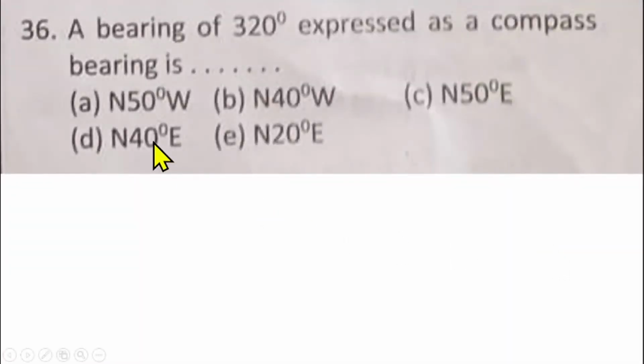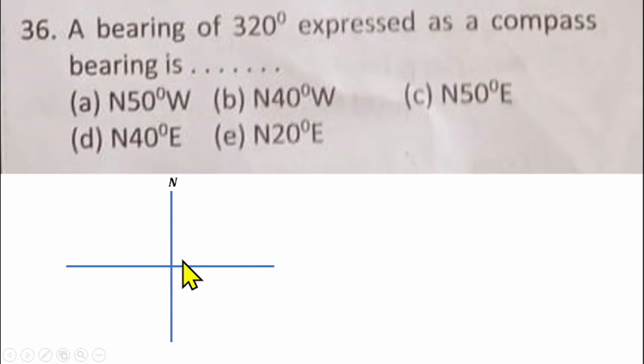Question number 36 is from bearing. A bearing of 320 degrees, you have to express this as a compass bearing. This is a 3-digit bearing, you have to express as a compass. Draw the cardinal point and locate this bearing. 320 will fall in the 4th quadrant, because from here to here is 90, 180, 270, 360. So 320 will fall here.